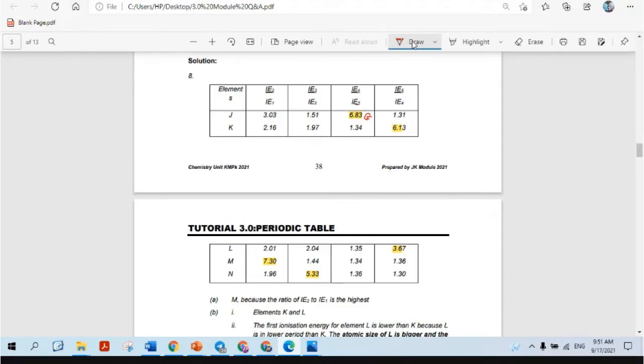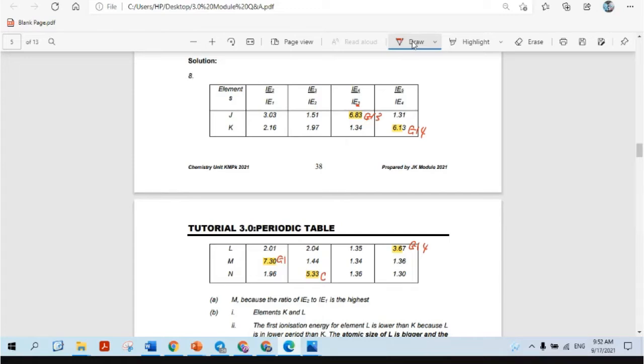Group. 13. Yes, group 13. Here? 14. Yes. Here? 14 also. 14. Here? Group 1. Yes. 11. Oh my god.